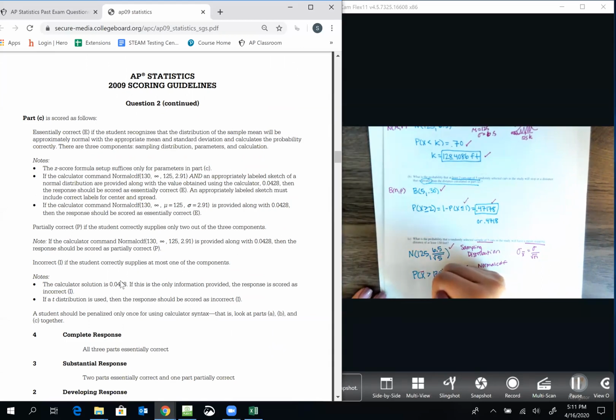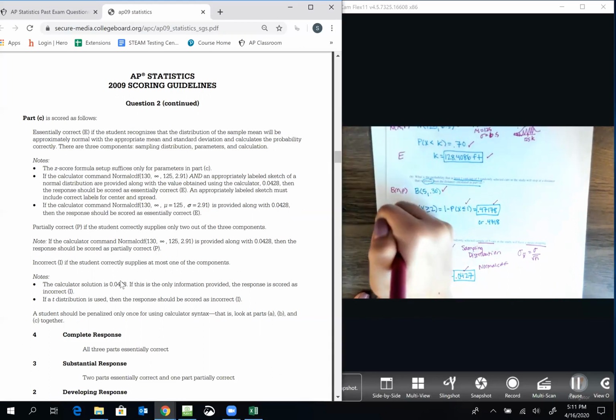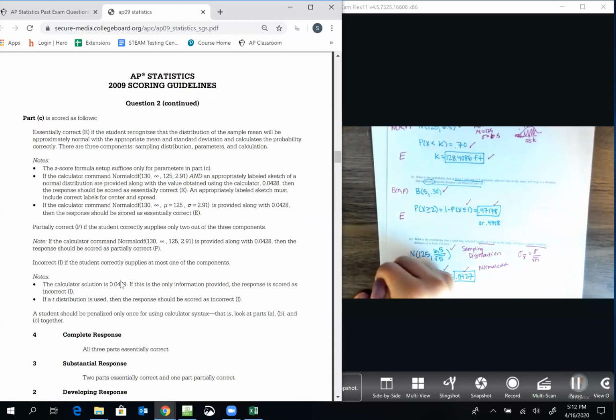So you need that as well. I should have put X bar, but it doesn't say anything specific about it. So I'm not going to take off right now, but I would correct it if you made that mistake. Forgot to put my E's. If you're missing one of these components, it should be partially correct.